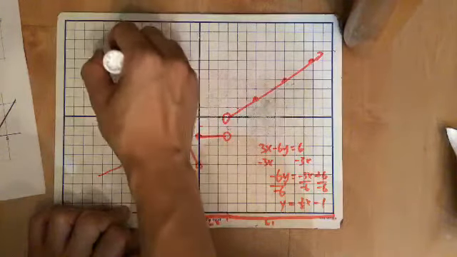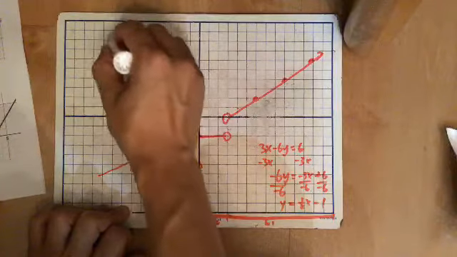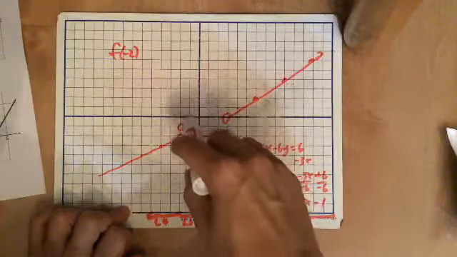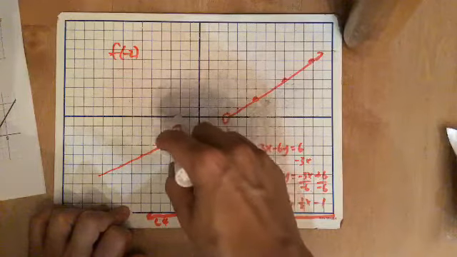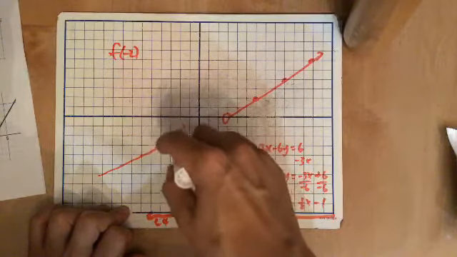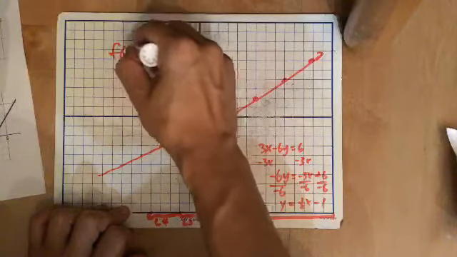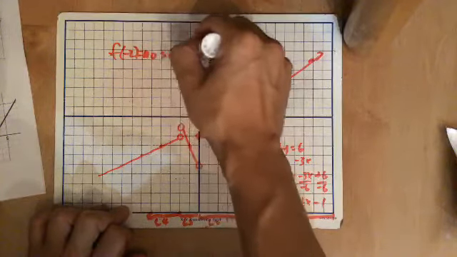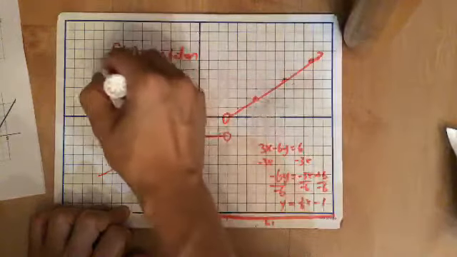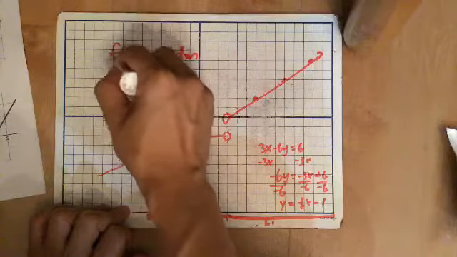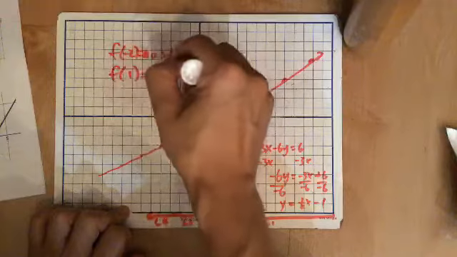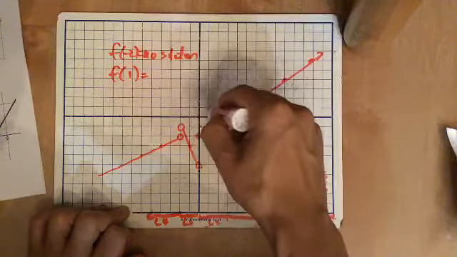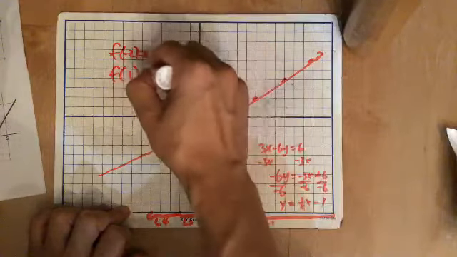Now, what is f of negative 2? This one's kind of tricky because when x is equal to negative 2, what is my y value? But here it's going to be no solution. Then you're going to say f of 1. For f of 1, you go to x equal to 1, and the y value is going to be negative 2.